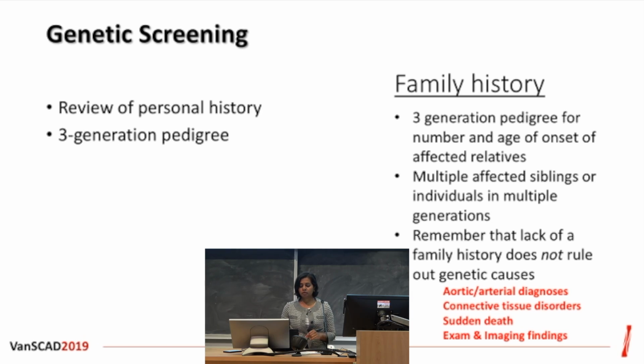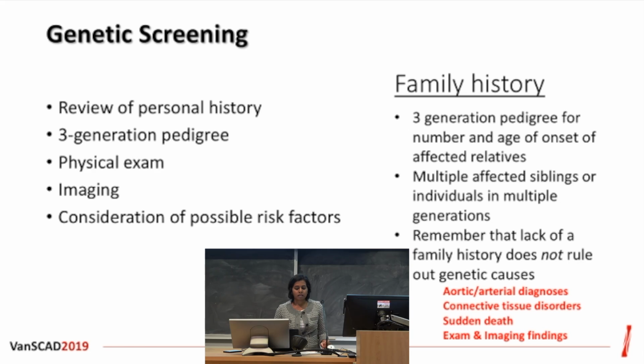What we're looking for when we're asking about, kind of the screening questions would be, are there any aortic diseases, arterial diagnoses, known connective tissue disorders, sudden death, and are there specific exam and imaging type findings that suggest a connective tissue disorder, one of the disorders that we're going to talk about. The physical exam, imaging findings, and I'm going to go into detail on each of these points.